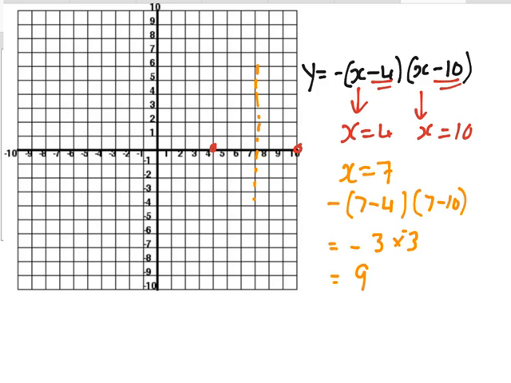From that point 9 go out 1, up 1, out 1, down 1, out 1, down 3, etc. And try and do a smoother curve than that. Remember, the negative causes the parabola to be inverted.